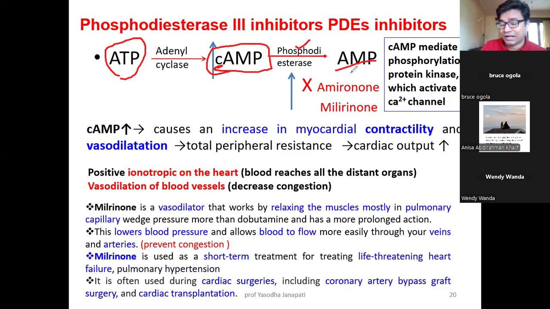Now, our drugs, milrinone and amrinone, block this phosphodiesterase, thus preventing the conversion of cyclic AMP to AMP. So when they block this process, the levels of cyclic AMP increase.